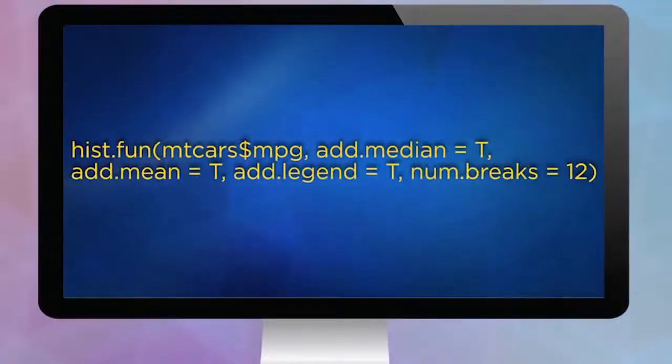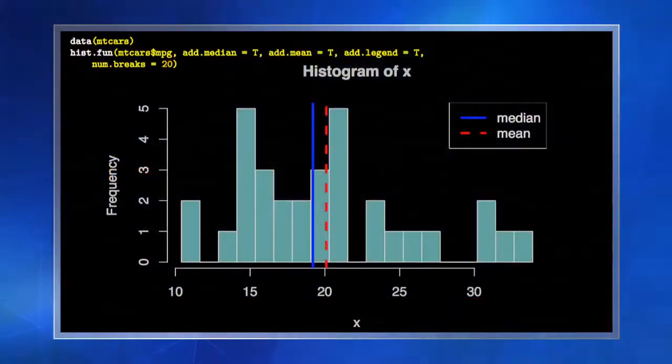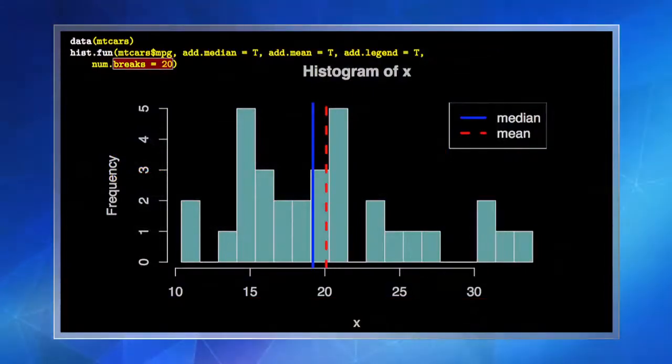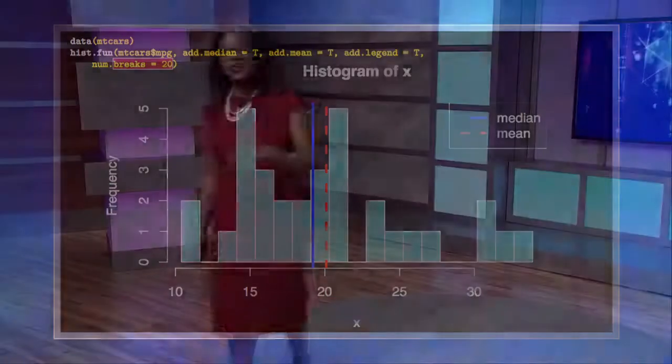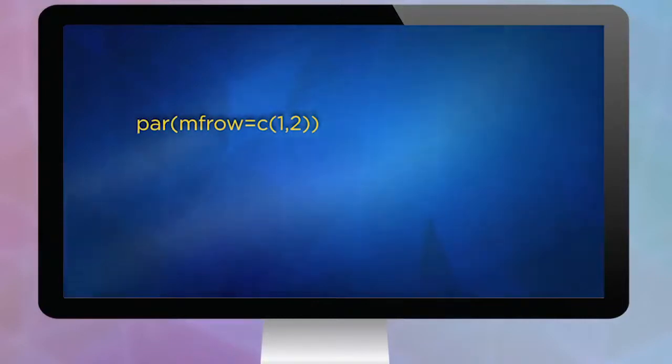Here we go. Here's the output. We're going to run hist.fun on that mtcars data set of miles per gallon, add.legend equal to, and notice here I've changed the breaks. And do you see how that's augmented my histogram? Now we could generate plots with different breaks just so you could compare them. And we do that with the par command. par(mfrow = c(1,2)). All that command does is let us put 2 plots side by side.